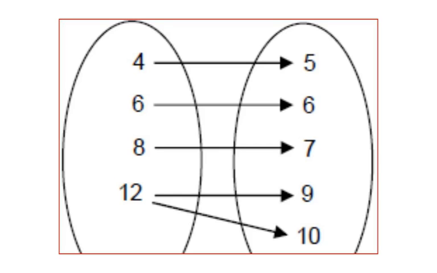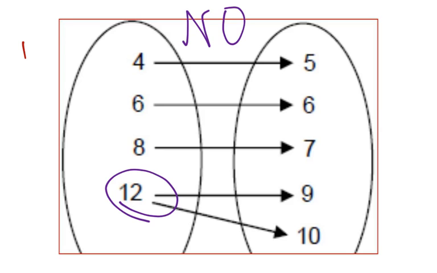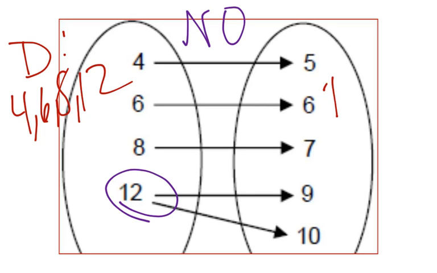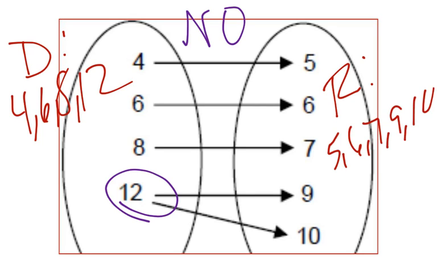We have another mapping. Notice that we have 2 lines leaving the 12. This means no, it is not a function. Your domain will just be a list, 4, 6, 8, 12. Your range will be a list, 5, 6, 7, 9, 10.